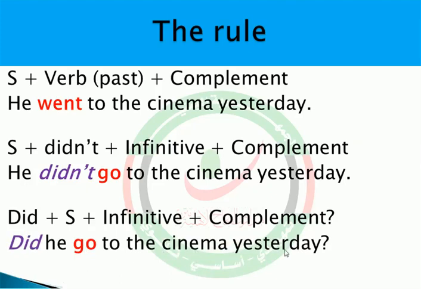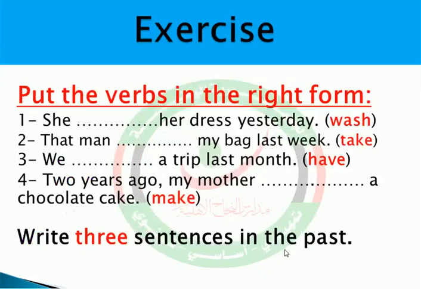I hope everything is clear in the past simple. So now do the exercise. The first exercise is put the verbs in the right form. You have 4 sentences. And the second question, write 3 sentences in the past.